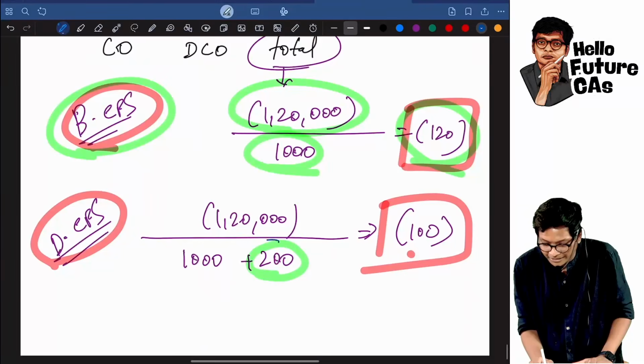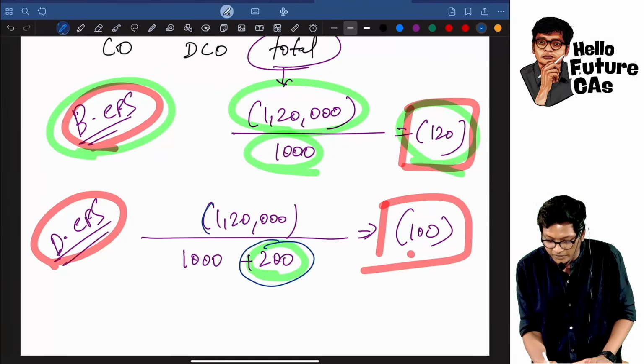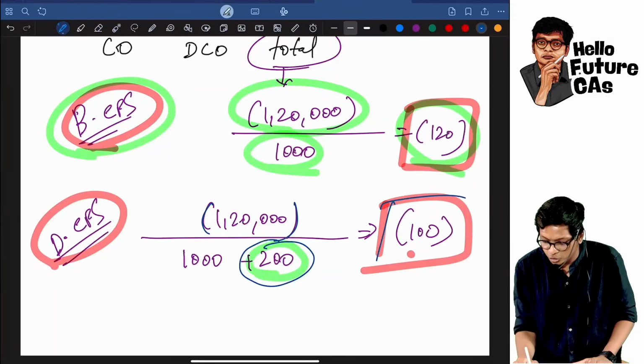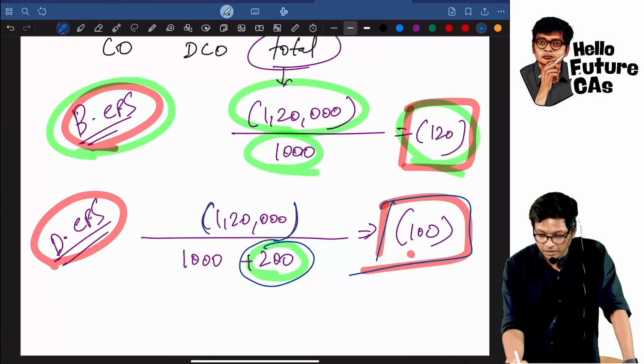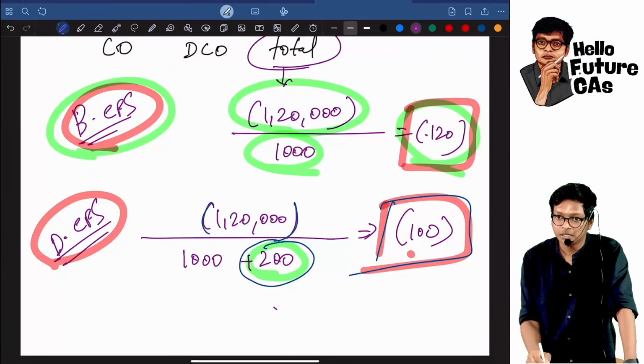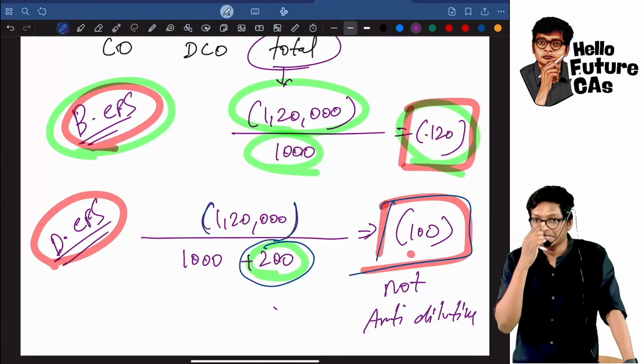So in the denominator I can add 200. But this year what is the profit? Negative 1,20,000. Take that and show negative 100. But here negative 120 is becoming negative 100. It's actually a gain now. But this is not anti-dilutive. Are you following, guys?